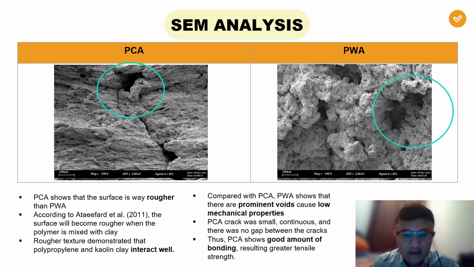Compared with PCA, PWA shows prominent voids that cause low mechanical properties. PCA cracks were small, continuous, and there was no gap between the cracks. Thus, PCA shows a good amount of bonding, resulting in greater tensile strength.